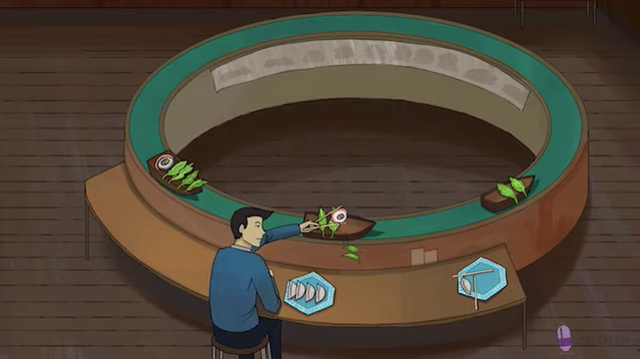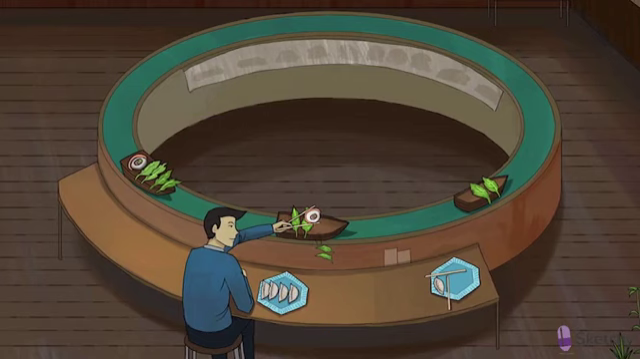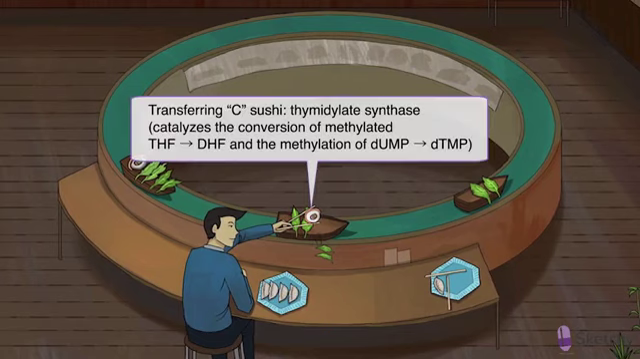As the boat floats by, the customer dining on those dUMP dumplings transfers over that carbon sushi to his plate, inadvertently knocking off 2 of the folate leaves as well. Thus, tetrahydrofolate is converted to dihydrofolate and dUMP is methylated to dTMP.